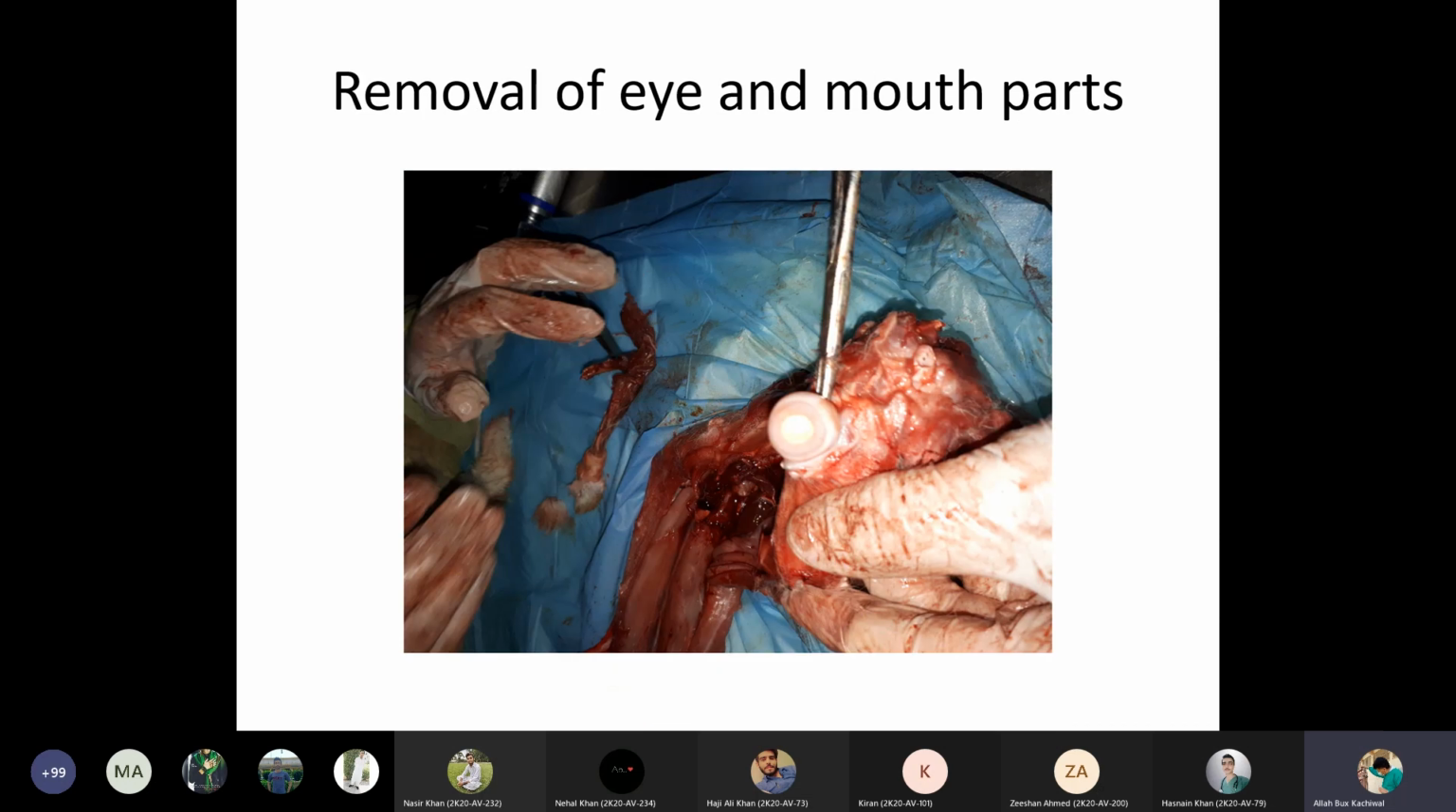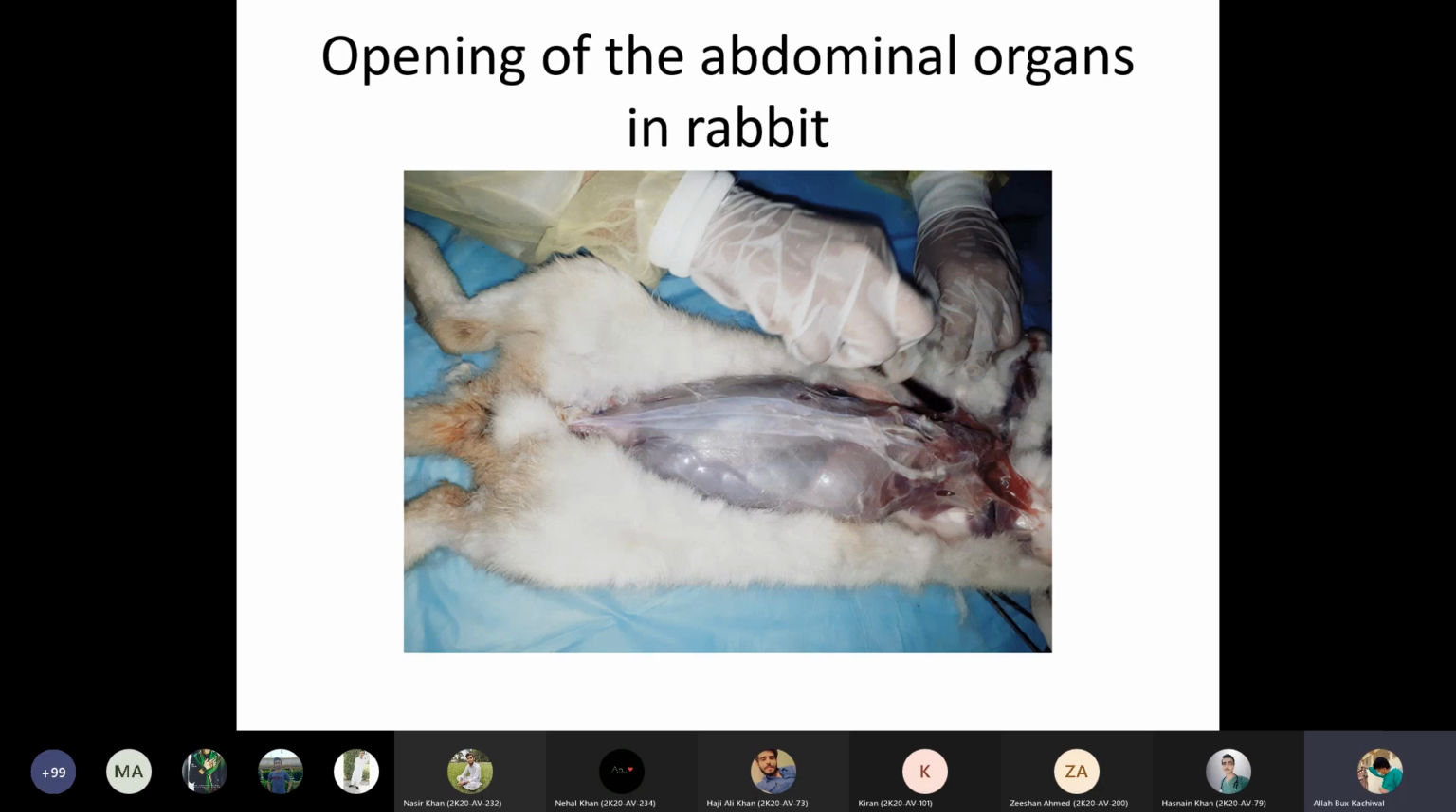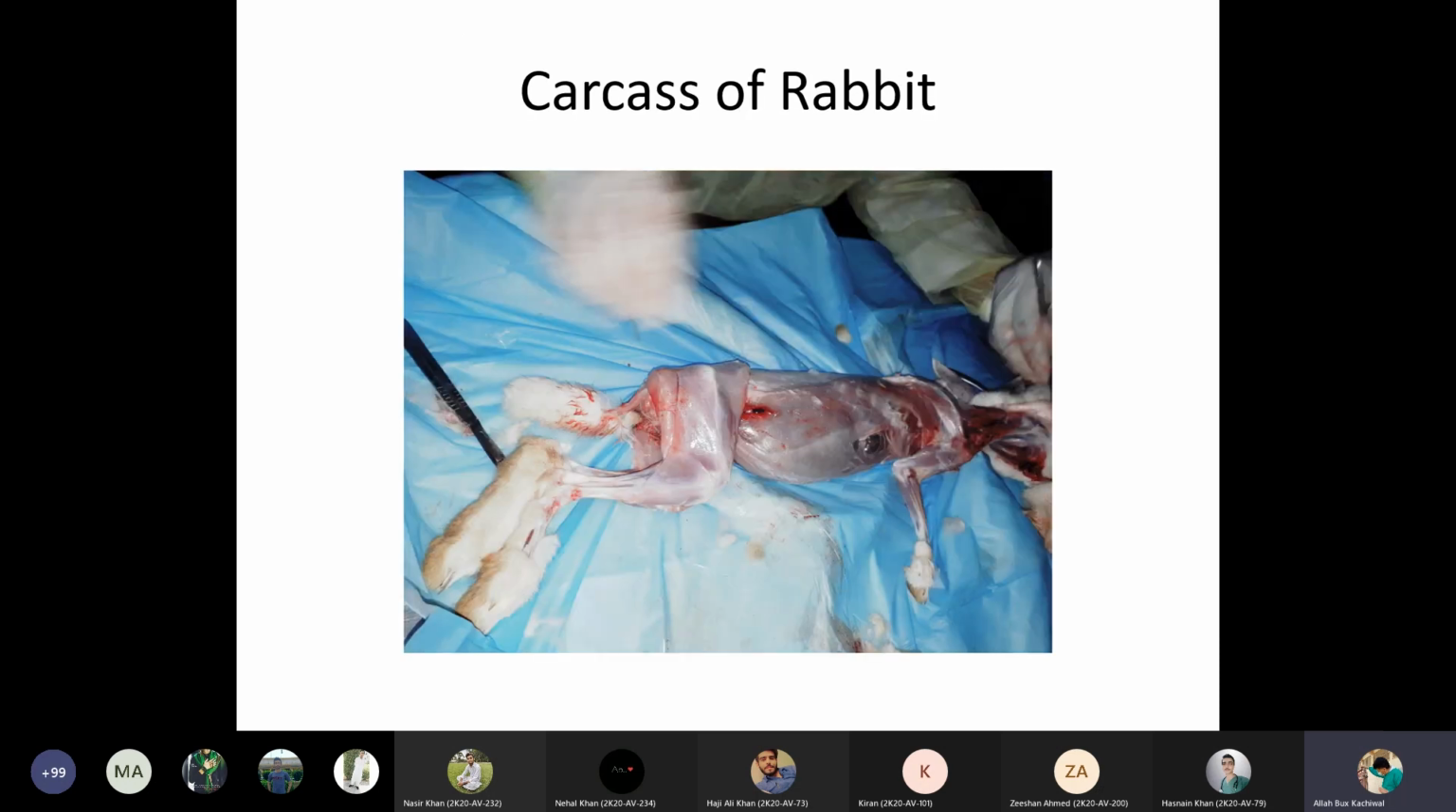You can see that this is the eye and the mouth of the rabbit. This is the rabbit which is opened, and then the opening of the abdominal organs. You can see the stomach, intestines, and the covering of the rabbit is open, and you can observe the various organs present over here. This is the carcass of the rabbit.